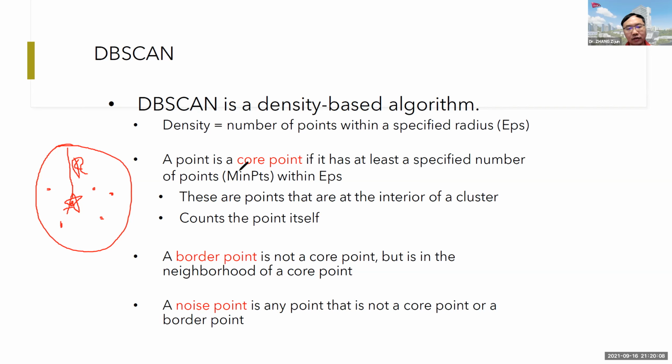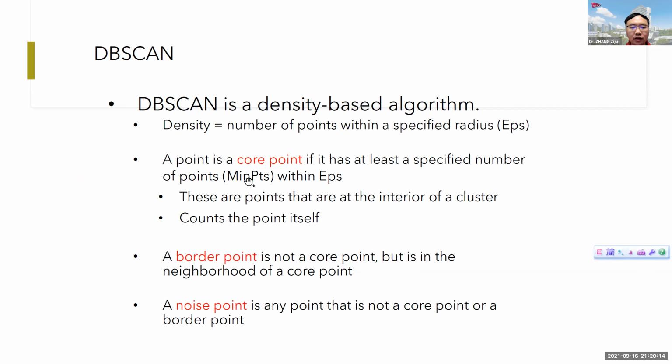The density means the number of data points you included within this circle, okay? So first, we finish the definition of density. And second, we would like to introduce a new term called core point. So what does core point mean?